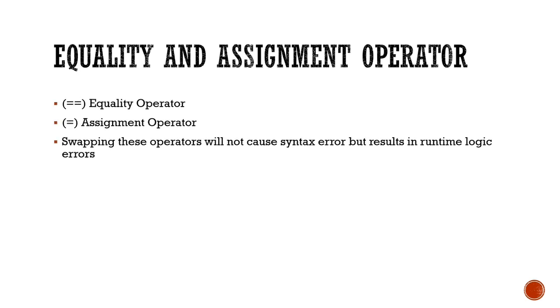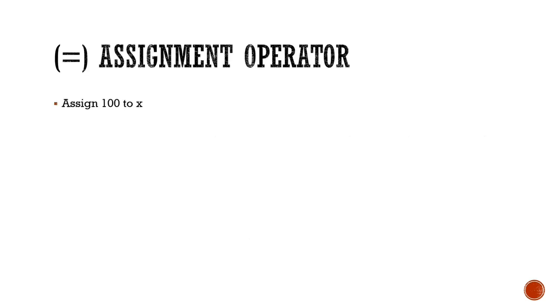Okay, so we have the equality and assignment operators. For the equality operator, we use the double equal, and for the assignment operator, we use one equal only. If you swap these operators, it will not cause a syntax error, but a logic error. So for the assignment operator, these are the following examples. If you want to assign 100, this value, to the variable x, you use this assignment operator. Then if you want to assign a character C, a single letter, to a variable named flag, you can use this assignment operator for that.